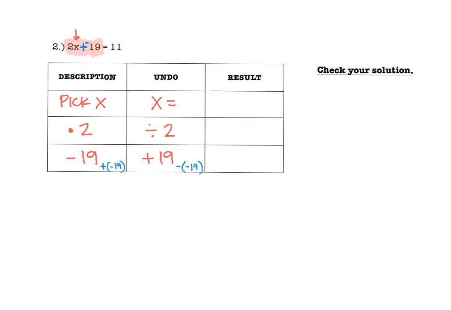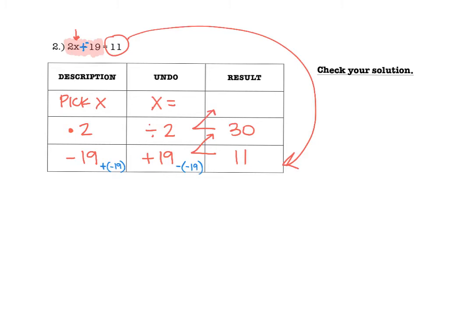All right, so then I'm taking this 11, I'm bringing it down to the bottom of my result column. I'm going to do 11 plus 19, which is 30. And then I'm going to do 30 divided by 2, which is 15. And so that's my answer to this equation, x equals 15.